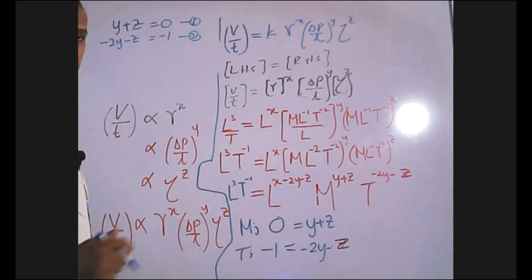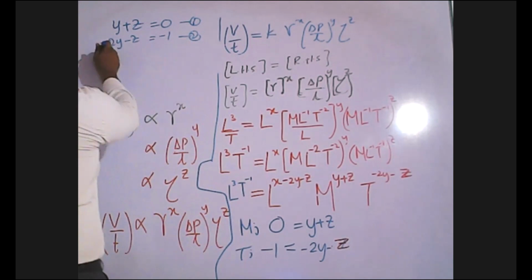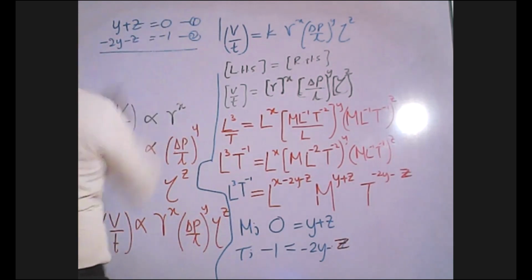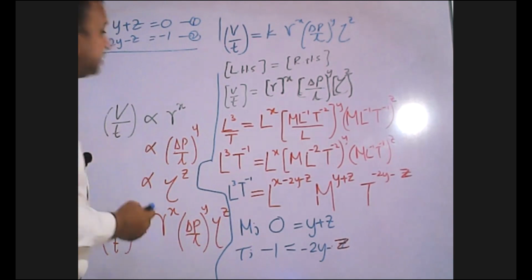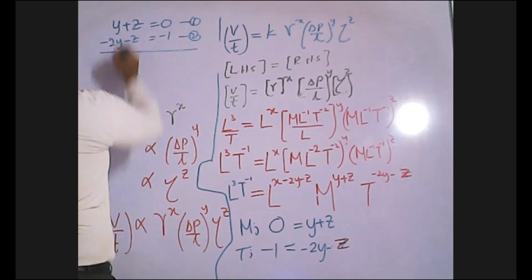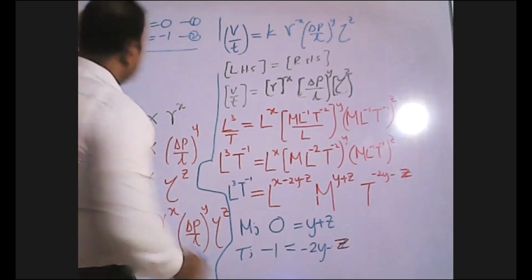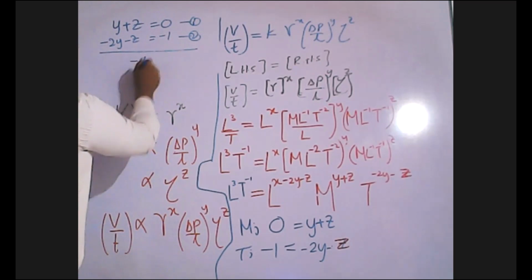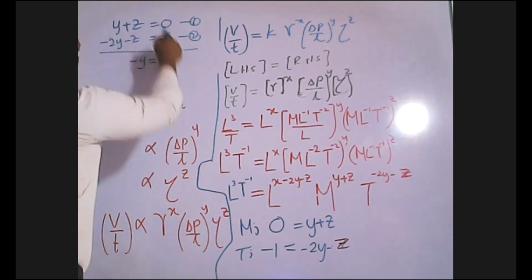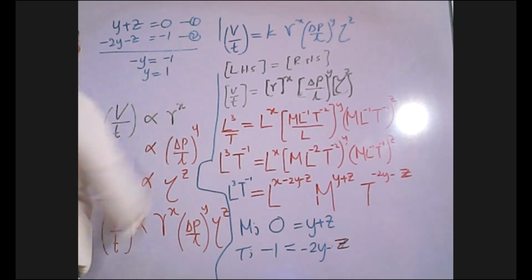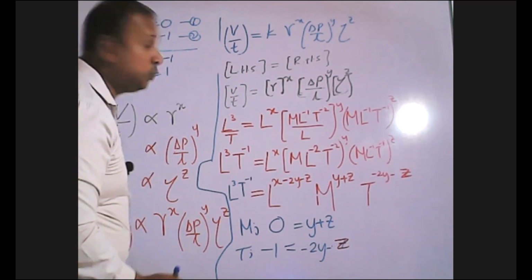Then these are two simultaneous equations. You can add these two equations, then z will be cancelled out. Then y minus 2y means minus y is equal to minus 1. That means y is equal to 1.